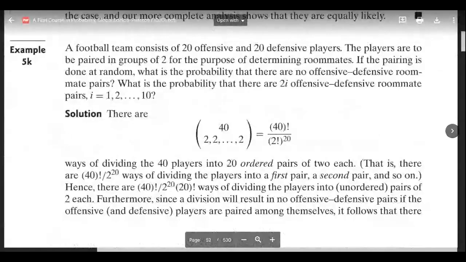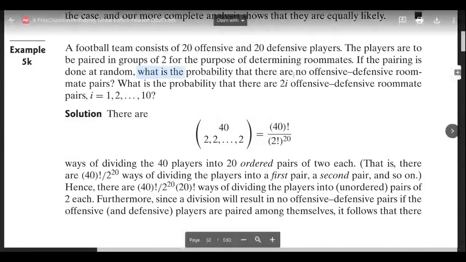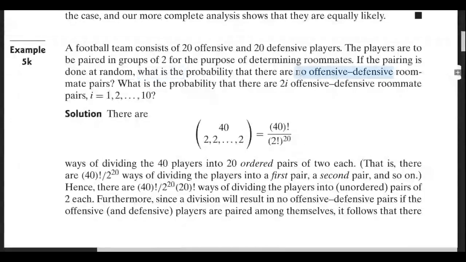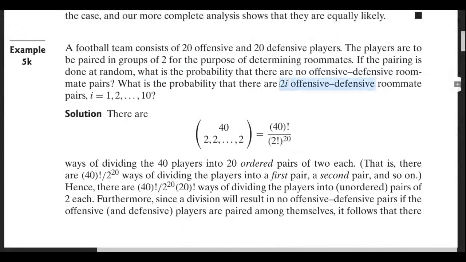A football team consists of 20 offensive and 20 defensive players. The players are to be paired in groups of 2 for the purpose of determining roommates. If the pairing is done at random, what is the probability that there are no offensive-defensive roommate pairs, which means offensive pairs with offensive and defensive pairs with defensive? And what is the probability that there are 2i offensive-defensive roommate pairs? So two questions: the first is no offensive-defensive pairs, and the second is the probability of 2i offensive-defensive pairs. Let's see this.